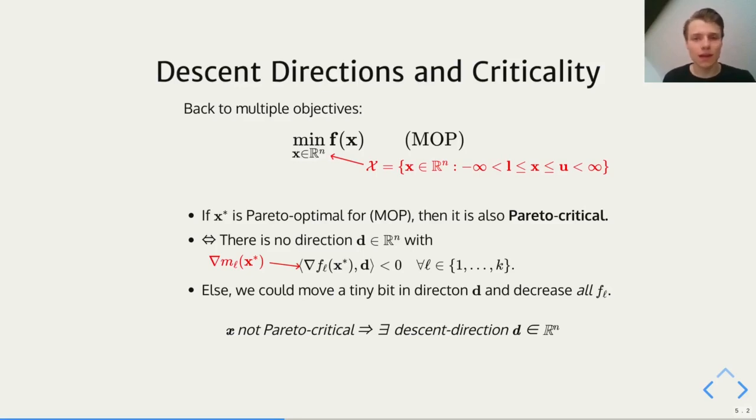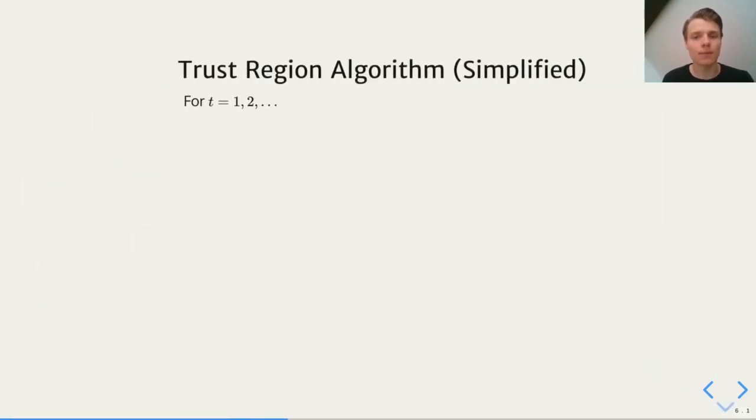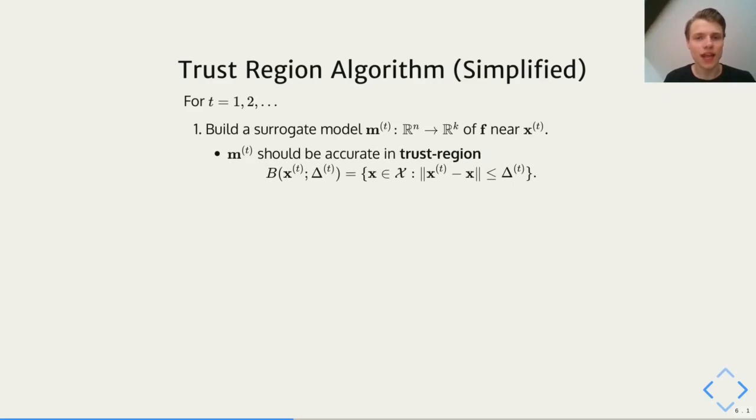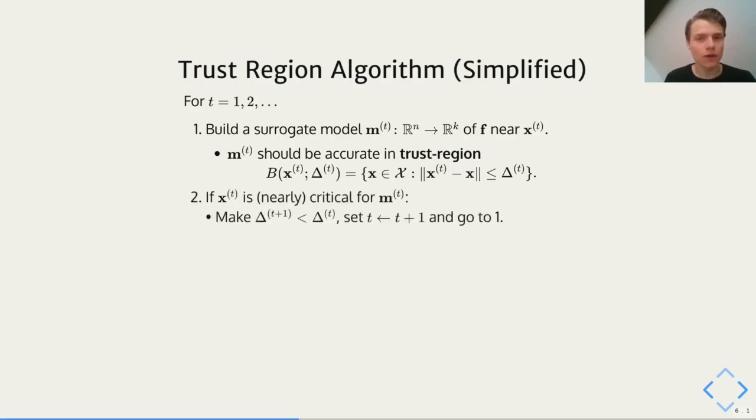Combining these ideas and trying to solve these two issues led to the trust region framework I'm describing now on a very high level. The first step in each iteration would be to build such a surrogate model M of the true objectives near the current iterate. And we want these models M_t to be accurate within the current trust region, which is usually a ball of radius delta around the current point x_t. Then we test if the current point x_t is critical for the surrogate models. And if so, we decrease the trust region radius and go back to step 1 to make the models more accurate.